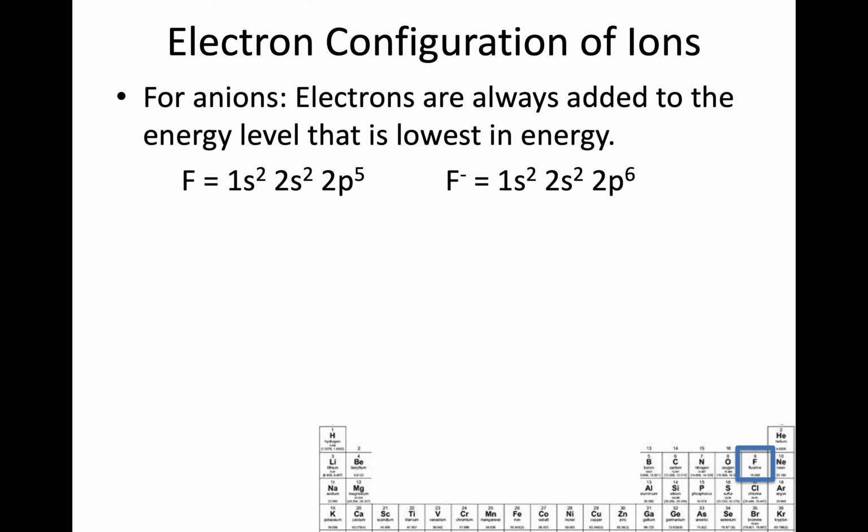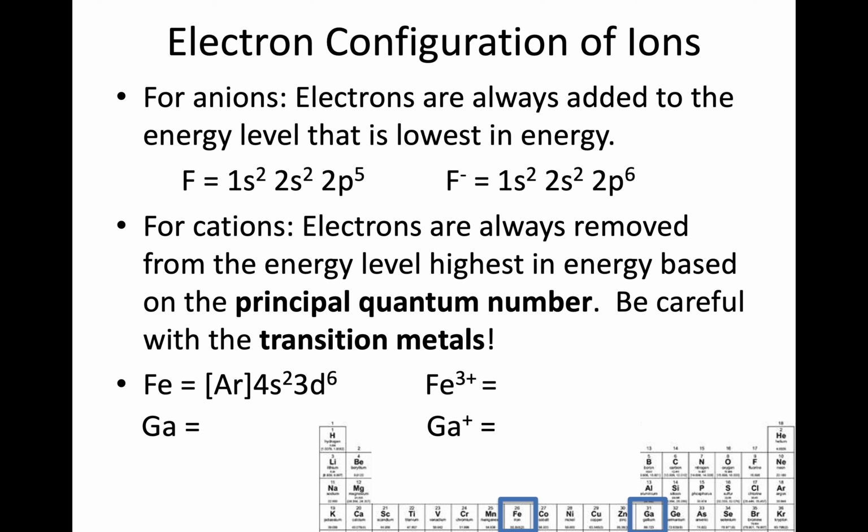So we want to first be able to determine the electron configuration for the ions. It's easy for an anion. We're just going to add the electron to the next available orbital. For the cations, we had to be a little bit careful. If you recall, we're going to remove the electron based on the principal quantum number. And with our transition metals, we have to be careful with that.